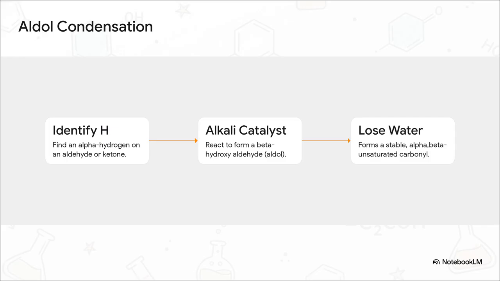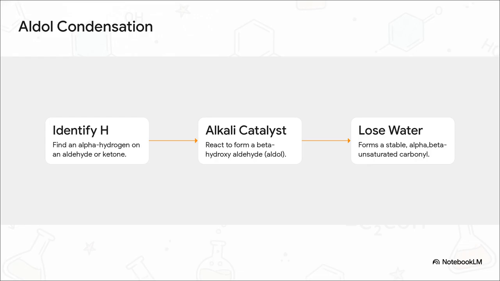Another absolute powerhouse reaction is the aldol condensation. The strict prerequisite here is that your molecule must have at least one alpha hydrogen. That's a hydrogen attached to the carbon sitting directly next to the carbonyl group. Because the carbonyl group pulls electrons away, that specific alpha hydrogen is uniquely acidic. When you react it with a dilute alkali catalyst, you form a beta-hydroxyaldehyde, literally called an aldol because it combines an aldehyde and an alcohol group. Then, this aldol readily loses water to create a stable alpha-beta unsaturated carbonyl compound.